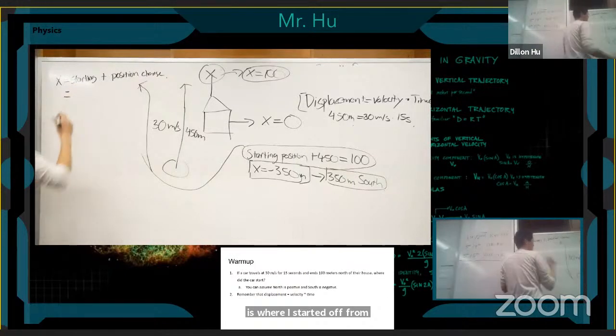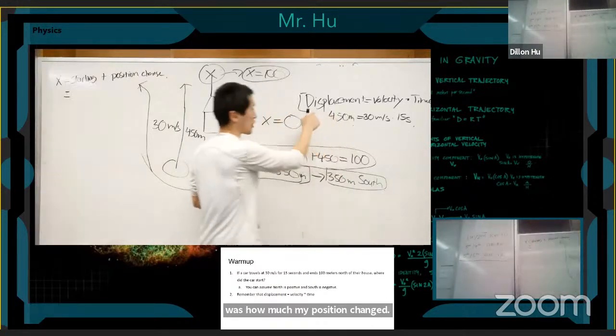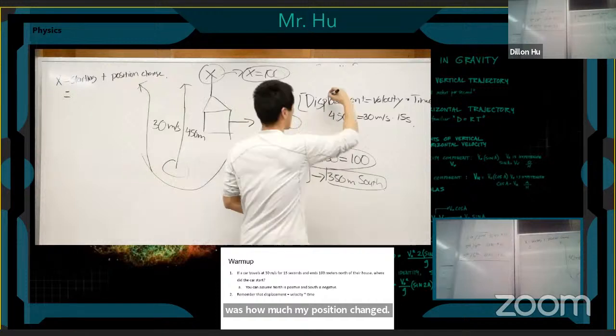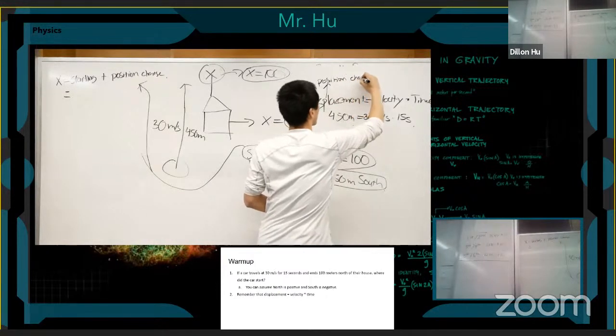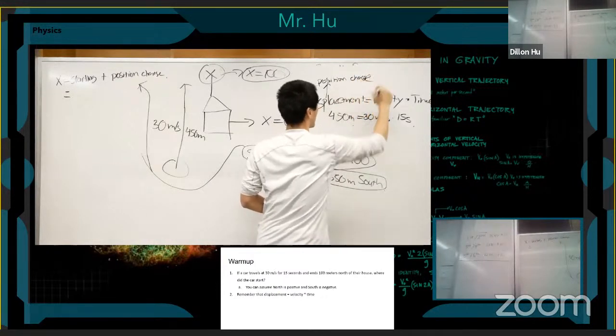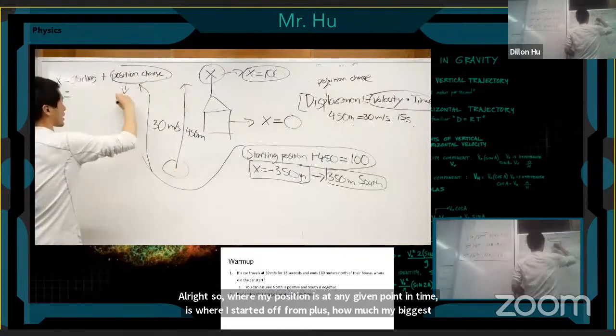So how much does my position change? My position changes by our displacement. Our displacement is our position change, and this is equal to our velocity times time. So instead of saying plus our position change, I can just say plus our velocity times time.